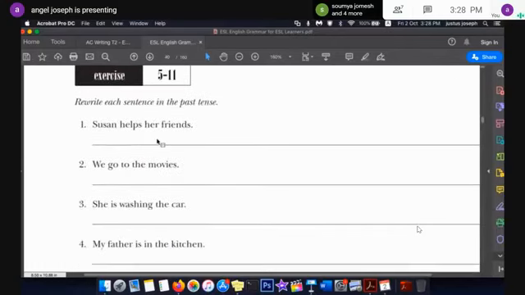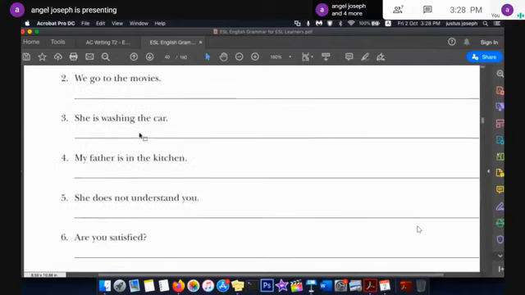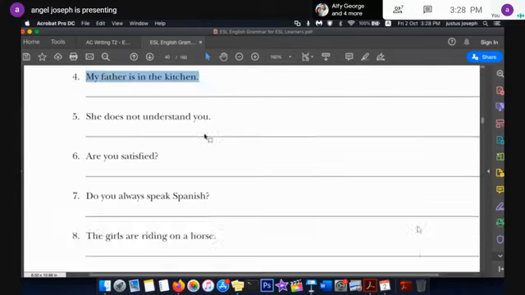Let's look at an exercise and finish this off quickly. So next class, that is Monday, we will start with future tense. So let's finish this exercise and we will close for today with this. Susan helps her friend. Susan helped her friend. Okay, so now that's very simple. Let's move on. Fourth one, my father is in the kitchen. My father was in the kitchen. Very simple.